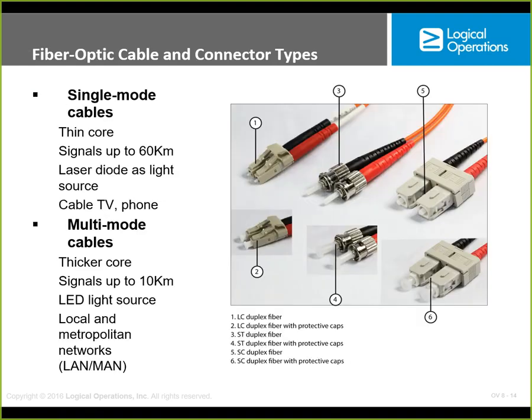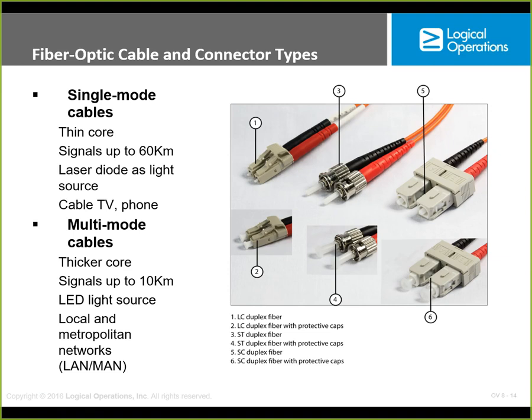The next thing that is in here, and unfortunately, I think I got some of my slides in odd orders, but fiber optical cable types, and I've got a picture a little bit later on that gives you a better idea of what a fiber cable looks like. But this says it's a thin core, signals up to 60 kilometers. That's a long way. It's a whole lot farther than the 100 meters that we can get with our copper wire. A laser diode as the light source.